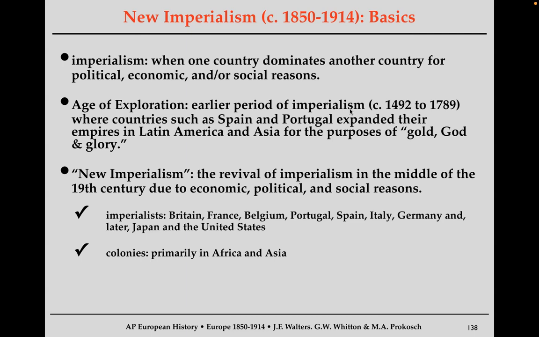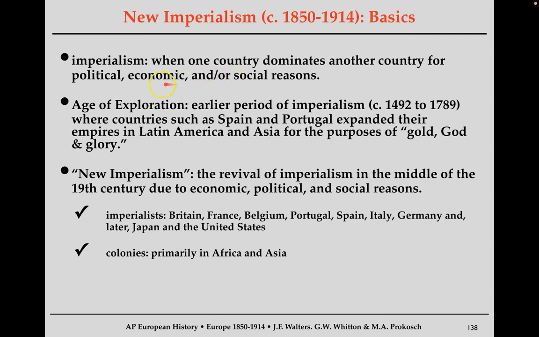So, let's start. First, we should probably define imperialism. I am sure you have read the word, and you've probably used the word, but it does help to actually have a definition here. I always think of imperialism as a pretty general term. When someone talks about imperialism, you can think of colonization. Colonization is always part of imperialism, but sometimes imperialism is not exactly colonization.